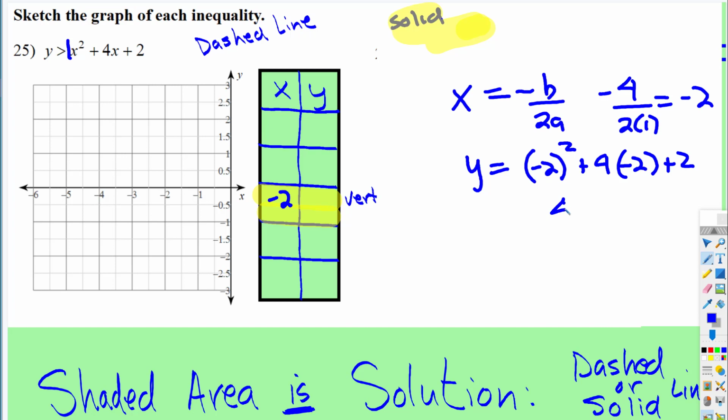-2 squared is +4. 4 times -2 is -8. 4 subtract 8 is -4. -4 plus 2 is -2. So let's look at the inequality sign. Because it's greater than, it will be a dashed line that also means hollow dots. So at -2, -2, I'm going to put a hollow dot.